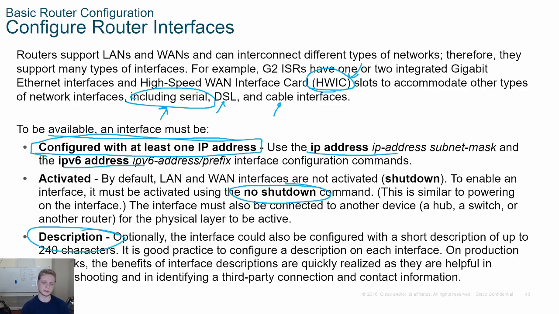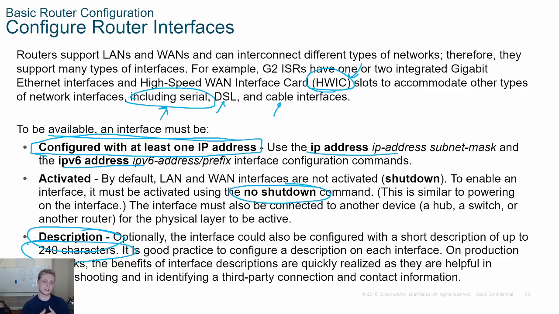We also have these optional descriptions, and those are going to give us some beneficial information. So maybe you can go in there and say, hey, this is a connection to blank, or this is the really weird interface that goes down all the time because of a service provider issue, or whatever kind of useful information you want to put in there. You have 240 characters to do it, which if you're putting 240 characters in your interface descriptions, please stop. But there is a lot of room there for you to put some information in there if you need to.